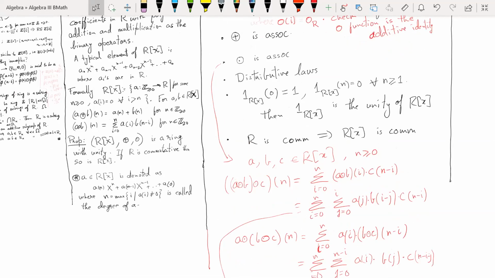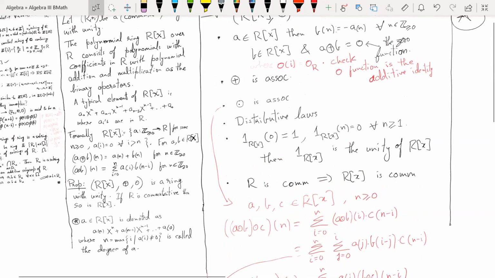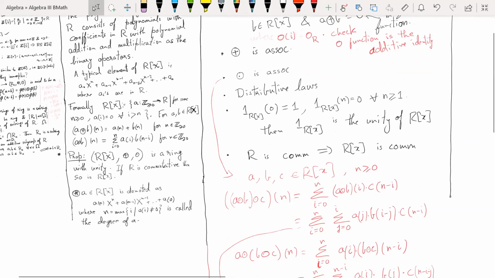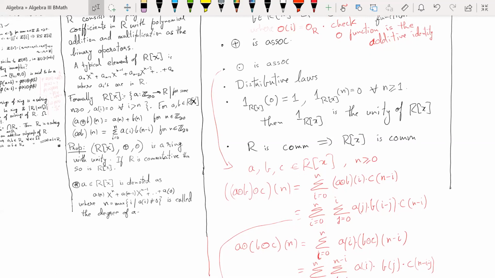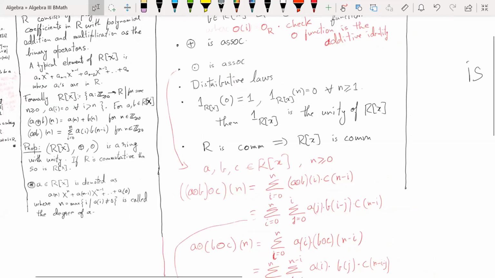The identity element, the unity of the polynomial ring, is this function 1 of R[x]. What it does is it sends 0 to 1 and the rest of them to 0. This is how you will define a constant: the function should take 0 to that constant, and all the higher degree coefficients must be 0. So the value of the function at n is the coefficient of x to the power n. That is the convention we have here. It's easy to check that this is the multiplicative unity. Maybe this also I can check because I think this is easy.